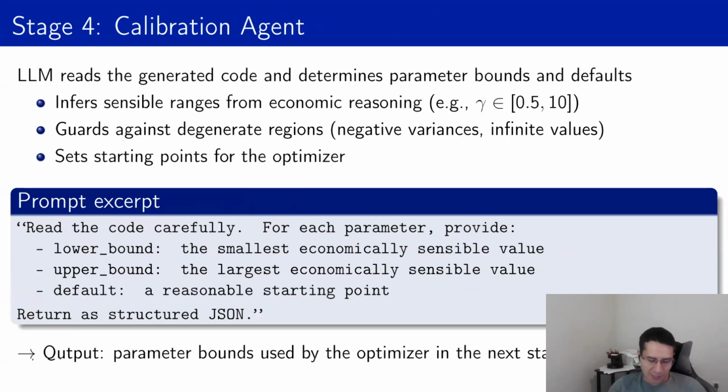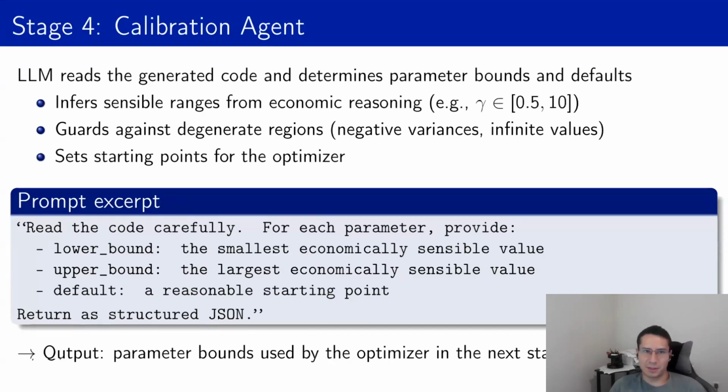Then the calibration agent will read the generated code and determine parameter bounds and defaults. It will infer sensible ranges from economic reasoning. So for example, there's something called risk aversion that measures how much people dislike uncertainty, and sensible choices may be from like 0.5 to like 10. Anything else would not be really reasonable based on economic theory, right?